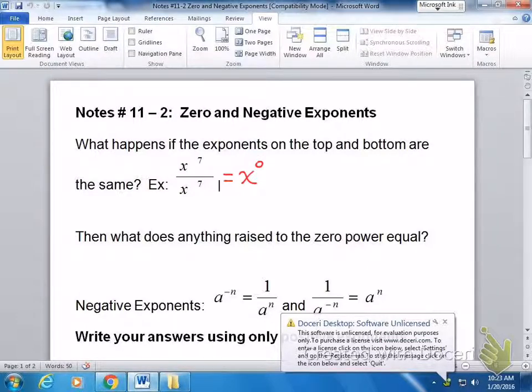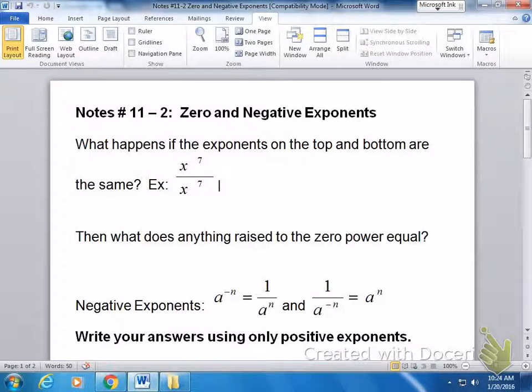Now, you should know if I divide something by itself, like x to the 7th divided by x to the 7th, it always equals 1. And there's our actual rule, x to the 0 equals 1. So anything raised to the 0 power equals 1. It's going to make a lot of problems a lot easier.